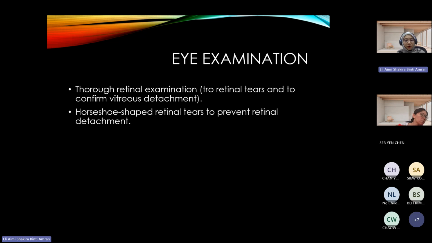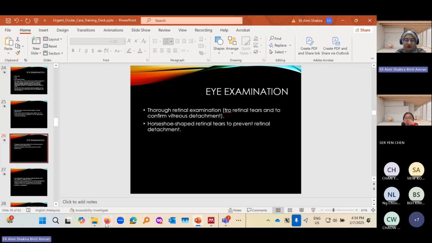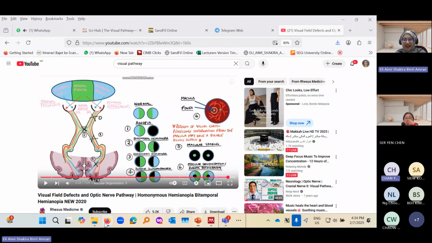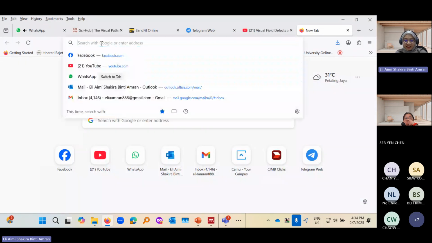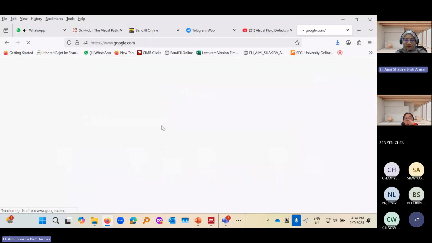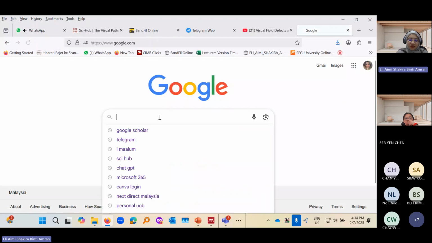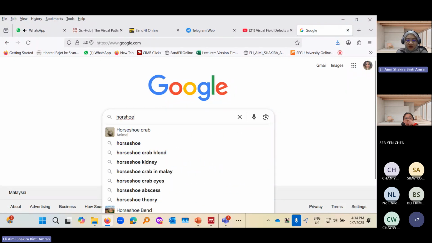If you see this horseshoe shape, how does it look? We can just Google it. It's a U-shape, like a pedal. I think so, let's just confirm. So if you see this kind of tear, refer straight away, don't wait.